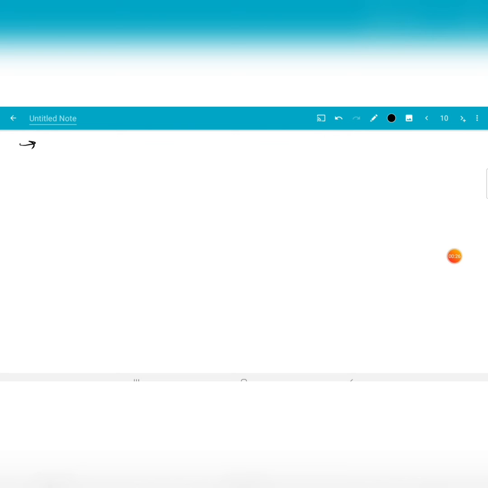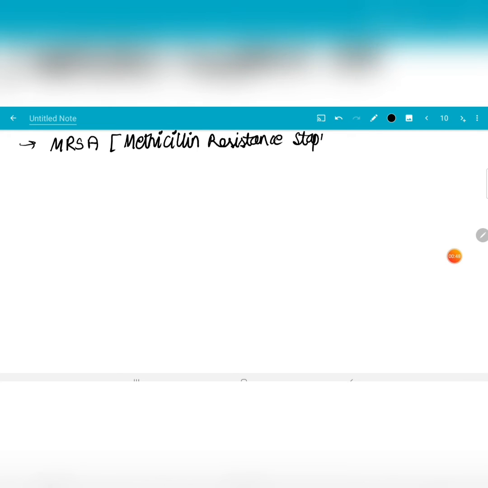And what will we do when methicillin is resistant? Here is one case, methicillin resistant Staph aureus, MRSA. It is resistant due to alteration in penicillin binding protein.